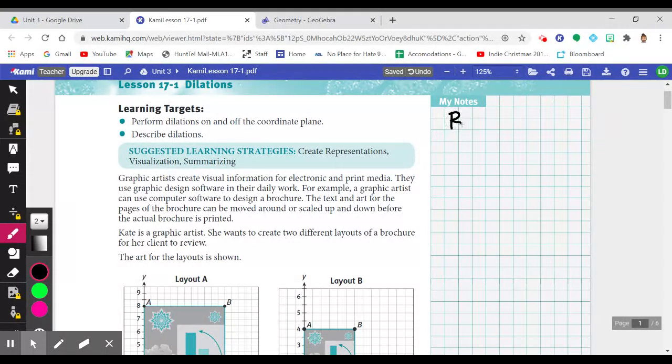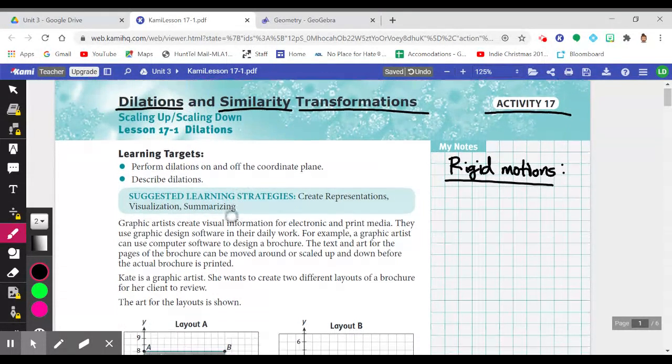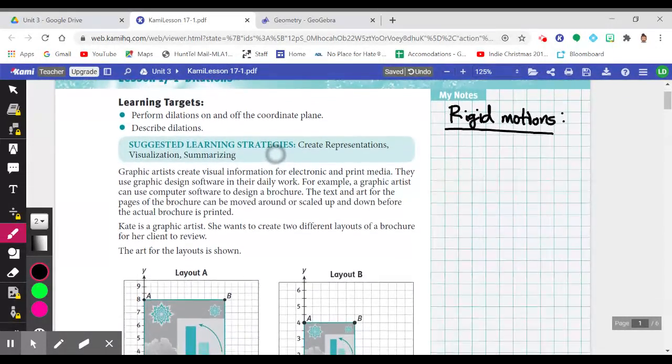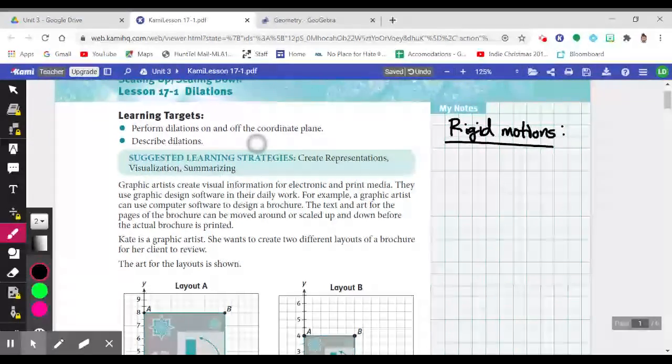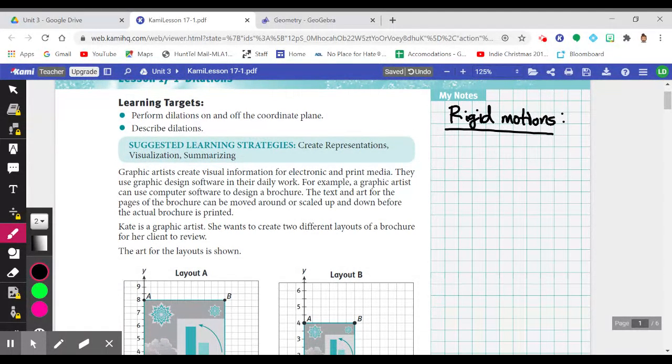Remember, we said that they were rigid motions, and think about what a rigid motion is. It's a transformation that does not change the size or shape of a figure. So maybe we're going to see something a little different with similarity transformations. Now, rigid motions are considered congruency transformations mainly because they create congruent figures. That's the idea of a rigid motion not changing the size or shape of a figure in the transformation.